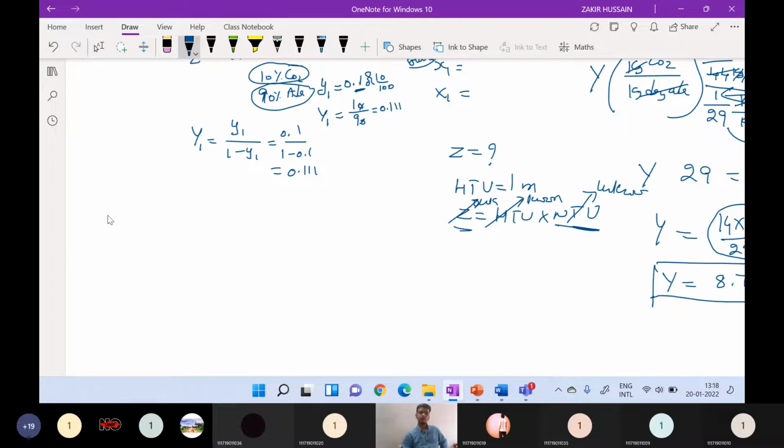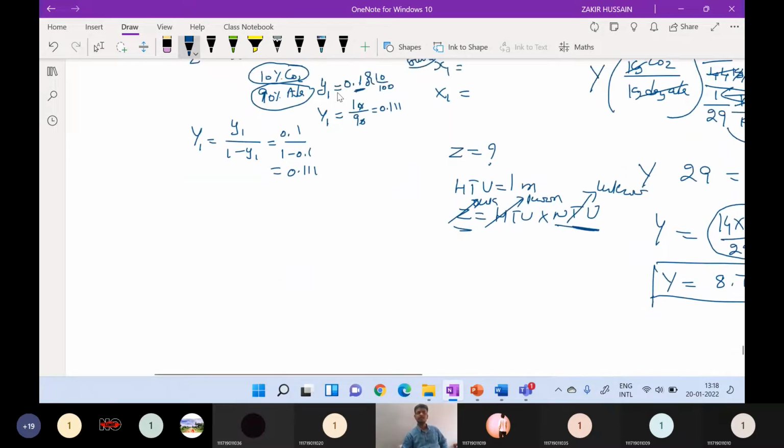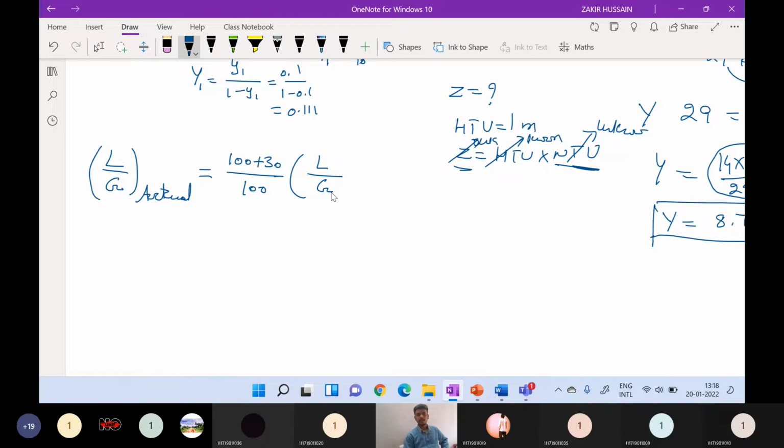So to do that, one more clue they have given is the water to gas rate. Water is the liquid, gas is G. So L by G on actual conditions is maintained 30% more than the minimum value. Means (100 plus 30) divided by 100 into L by G minimum. So apart from the minimum value, 30% more than the minimum value has been maintained.